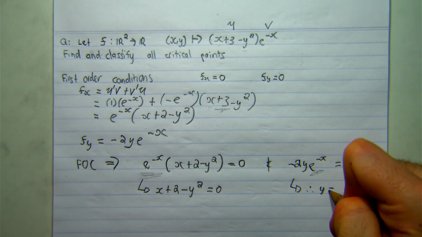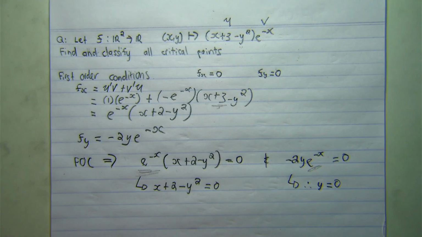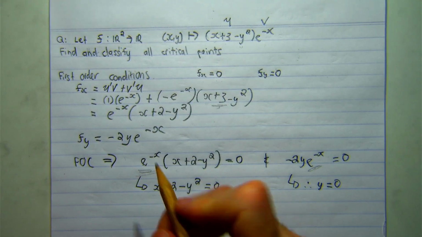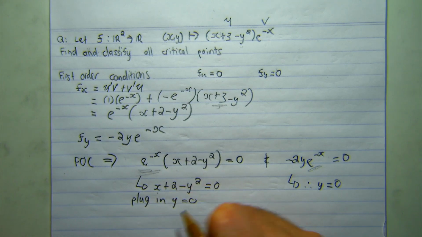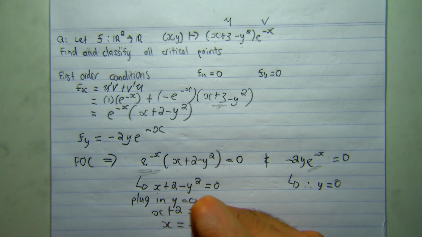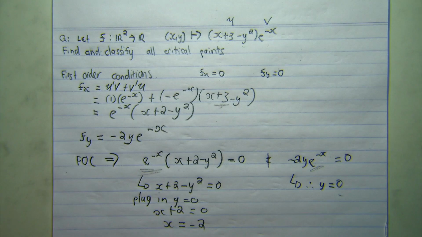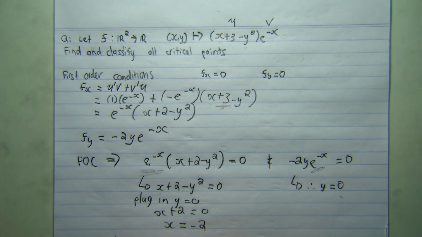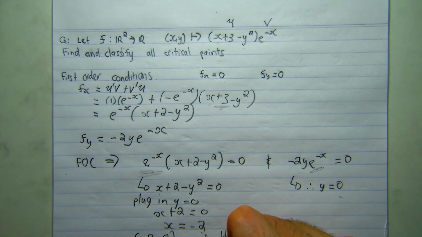So therefore y is equal to 0. Okay, and if we know y is 0, then we can plug that into this one. And we have x plus 2 is equal to 0, so x is equal to minus 2. And that is the only way that these can both be equal to 0 at the same time. So therefore, (-2, 0) is the only critical point.